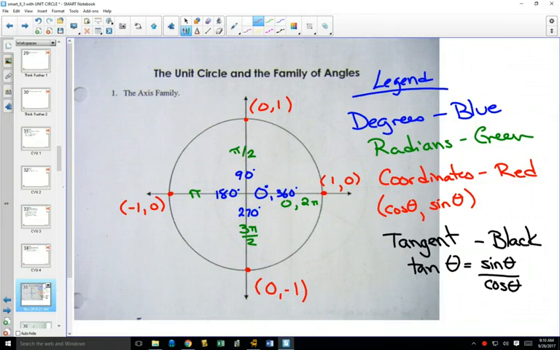And this is where I start getting excited about things, because that was pretty easy to label those points. But do you realize how powerful that is? In that I can now ask you mental math questions like, what is sine of 90 degrees?